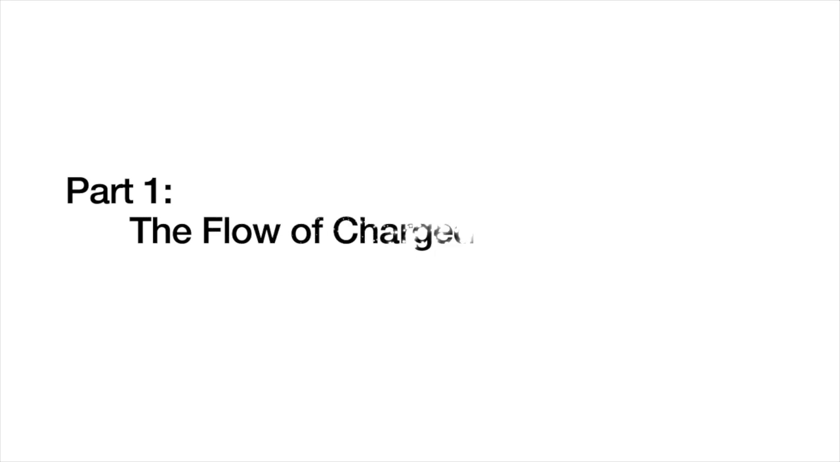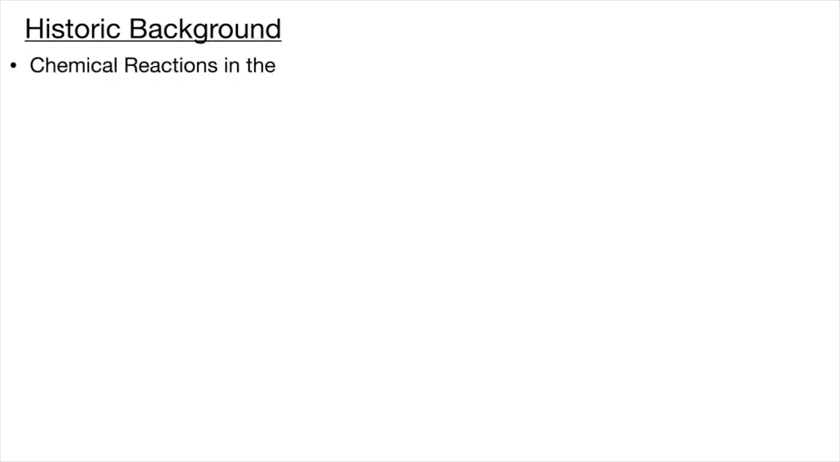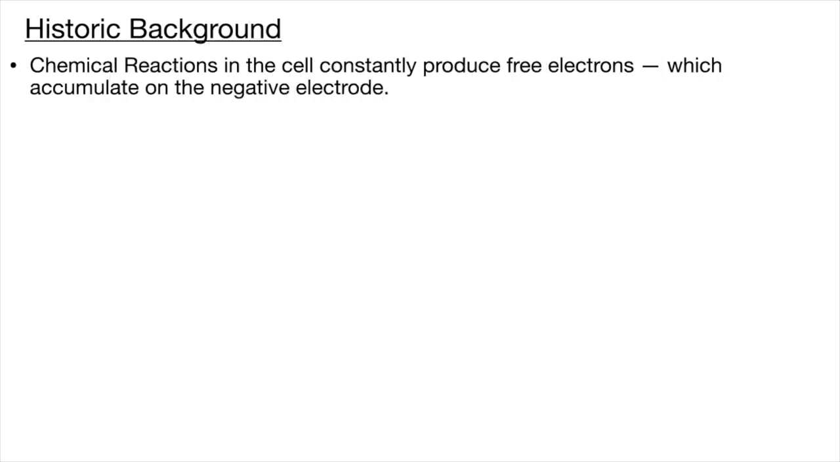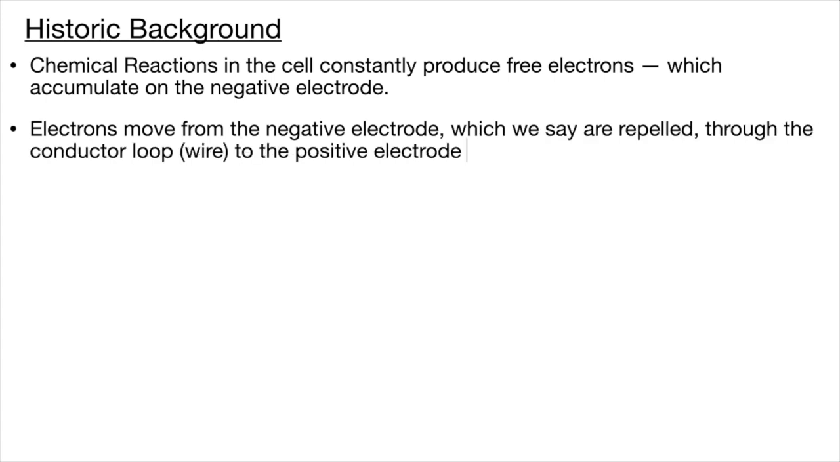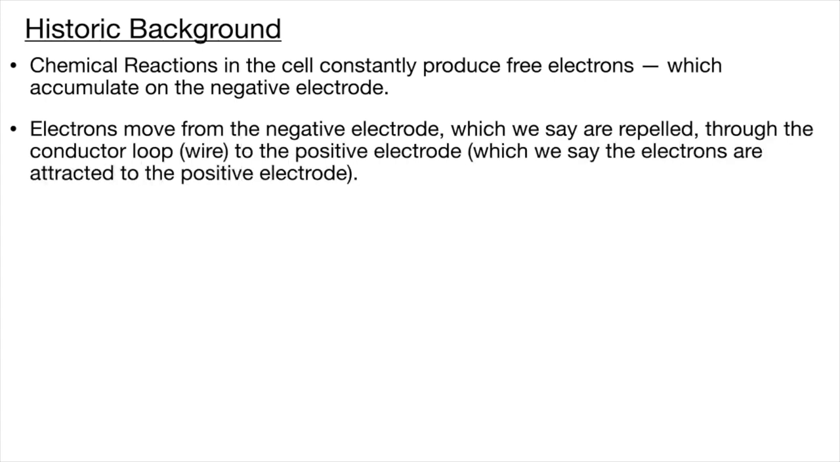Part 1. The flow of charged particles. Some historic background. Chemical reactions in cells constantly produce free electrons, which accumulate on the negative electrode. Electrons move from the negative electrode, which we say are repelled, through the conductor loop to the positive electrode, which we say the electrons are attracted to.